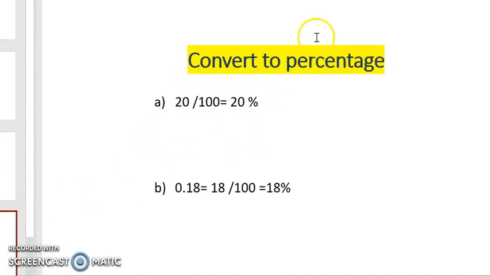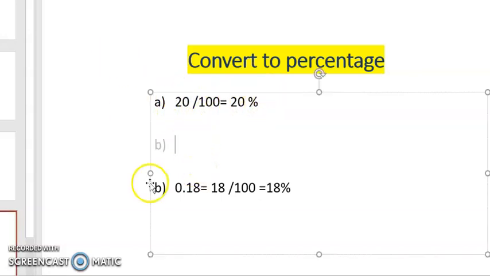Now last but not the least, convert to percentage. Now you have been given a fraction question and a decimal question. You need to convert this into percentage. Now how do you do that? 20 by 100 is equal to 20%. Now how did I get this? When any number has its denominator as 100, the numerator is the percentage. So here you have 20 by 100, which is equal to 20%.